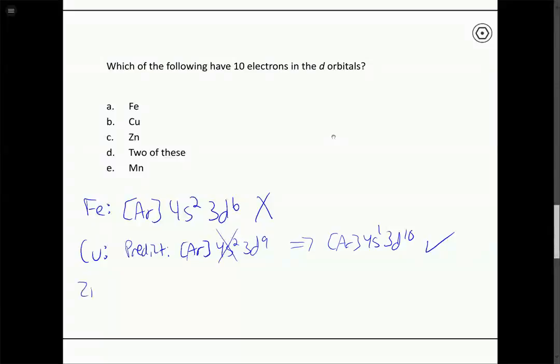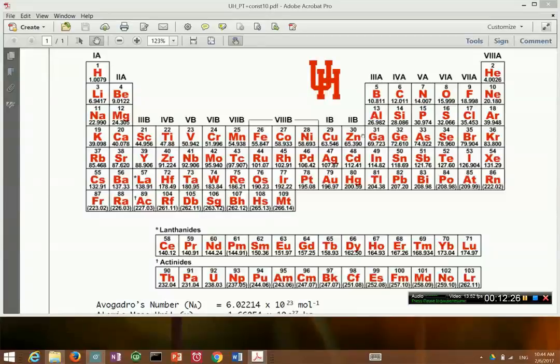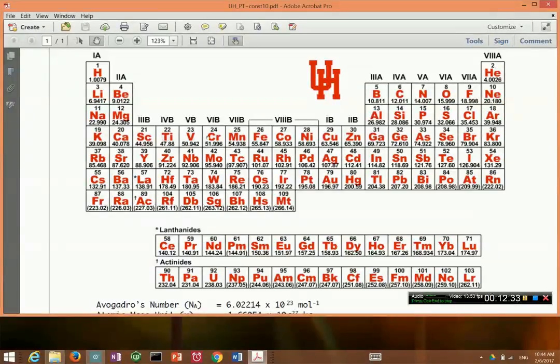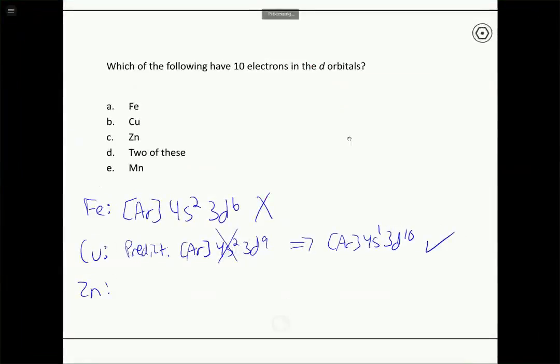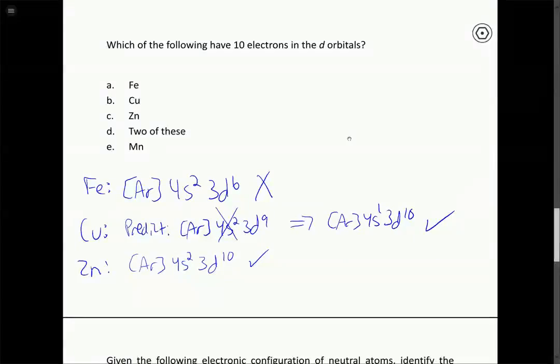And then zinc is the next one we go through. Zinc is over here right next to copper. So it's going to be argon, 4s1, 2, 3d, 1, 2, 3, 4, 5, 6, 7, 8, 9, 10. This just has one more electron than copper, giving a configuration of argon 4s2, 3d10. In this case, both the 4s and the 3d subshells are filled, and again we have 10 d electrons. So now we have 2 answer choices that work, so that should hopefully mean that D is the correct answer.